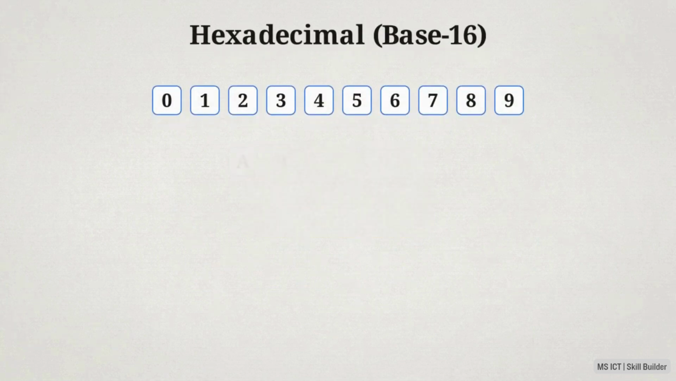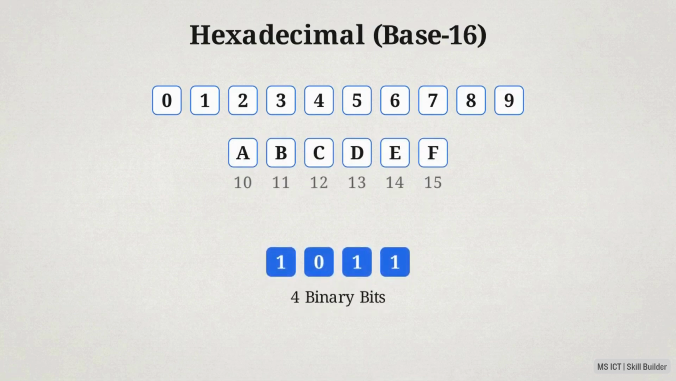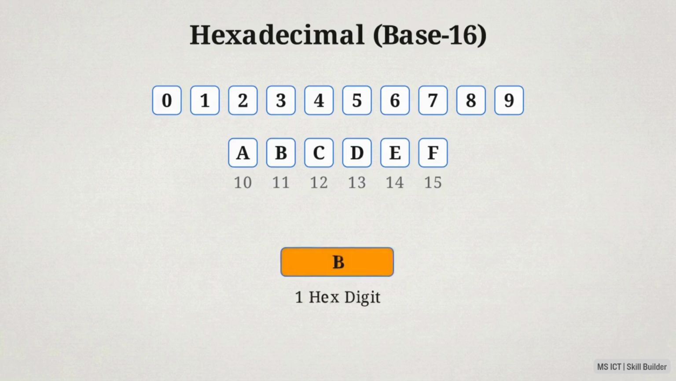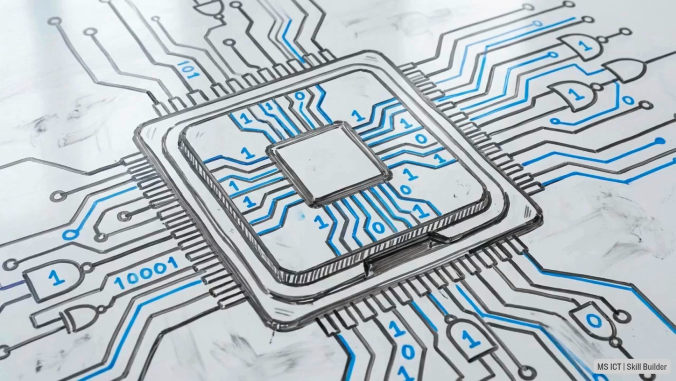It is a base 16 system built as a shortcut. It uses digits 0 through 9 and letters A through F for values up to 15. The central rule: every hex digit represents exactly 4 binary bits, called a nibble. Let's test this. What is the numerical value of E? 14.